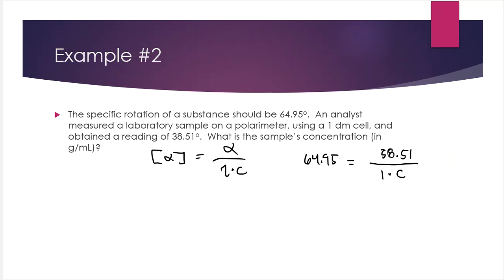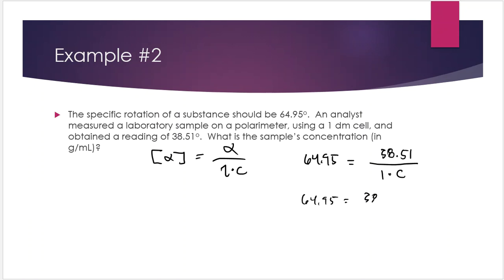38.51. And the question says, what is the concentration in terms of gram per milliliter? That's perfect for me because concentration is typically gram per mil. There's nothing I have to do to switch that value up. All right, so we need to simplify this down a little bit. We'll take it baby steps.